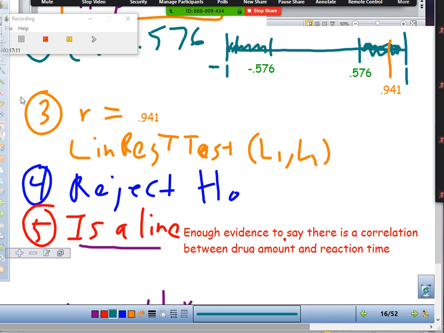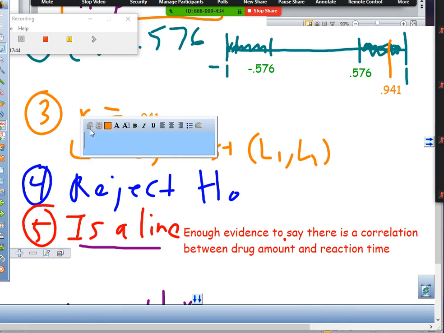Okay. So you guys stare at that for a minute. Maybe I'll type in something prettier here. Linear regression t-test of L1, L2.